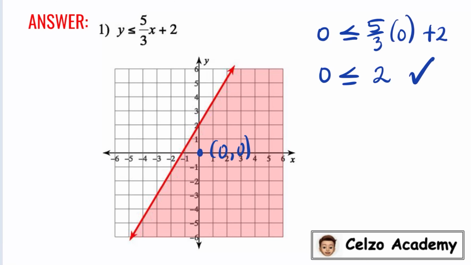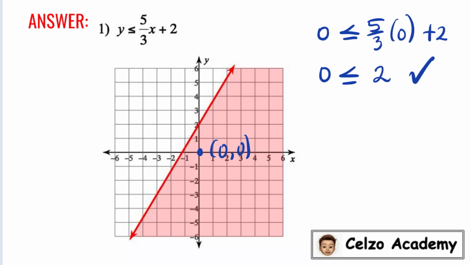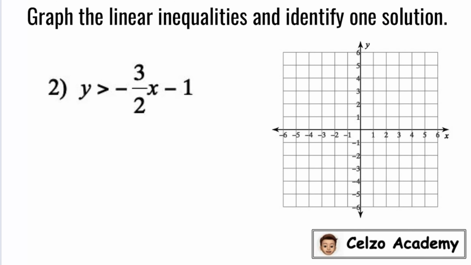For this question number 1, there are infinite solutions to this inequality. This includes all the points on the line and below the line as well. Question number 2. y is greater than negative 3/2 x minus 1.